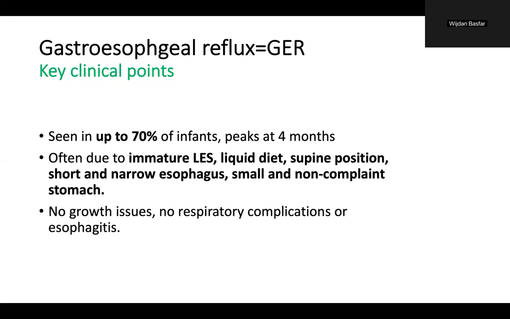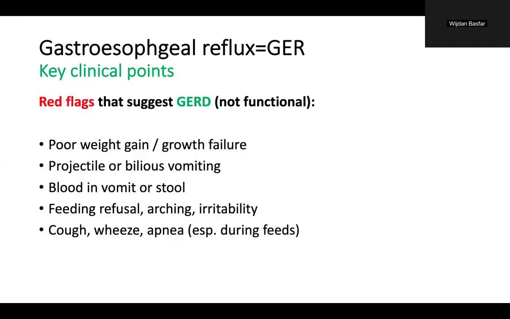It tends to improve around 6 to 8 months of age once they start to eat more solids and are able to sit, and it resolves by itself by 1 year of age as their anatomy develops. But in physiological gastroesophageal reflux, there shouldn't be any growth issue, no respiratory complications, or any symptoms of esophagitis. Because if there is any one of these, it becomes a disease, gastroesophageal reflux disease that may need treatment.